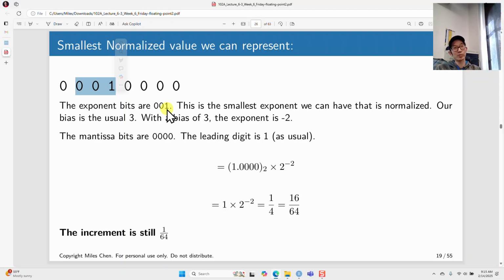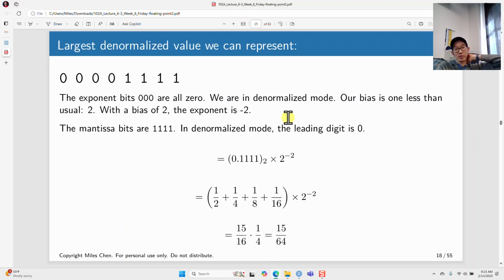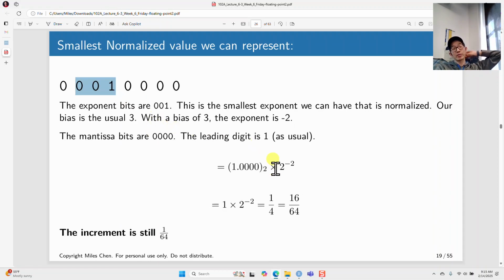In normalized mode, my exponent bias is 3. So my exponent is 1 minus 3. My exponent is still negative 2. Okay, so in denormalized mode, my exponent was 2 to the negative 2. I had 0 with a bias of 2. Here I have 1 with a bias of 3, so I'm still at 2 to the negative 2 for my exponent. Okay, my mantissa bits are all zeros.